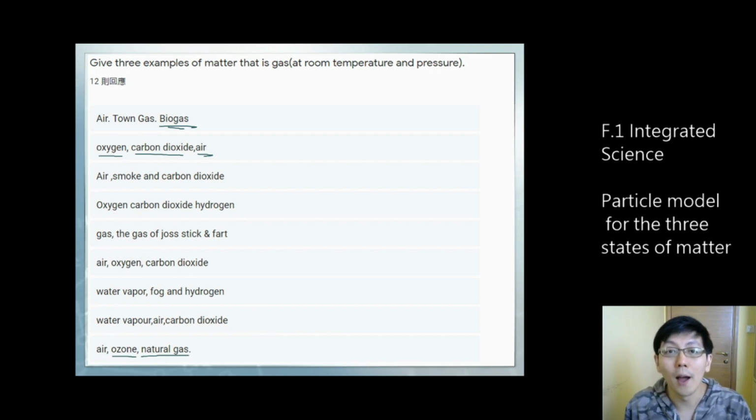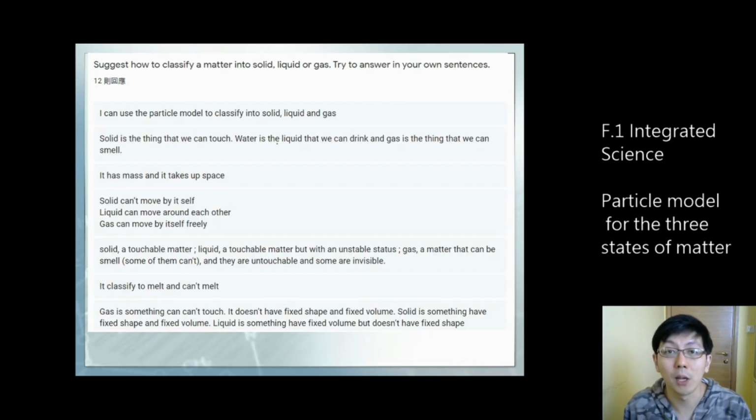You know what are liquid, solid, or gas. You will give me examples. However, how can you classify them into solid, liquid, or gas? 到底你憑啲乜嘢去分 solid, liquid 同埋 gas 咧？This part will be very difficult for most of you. I can see most of you don't have a very good idea.